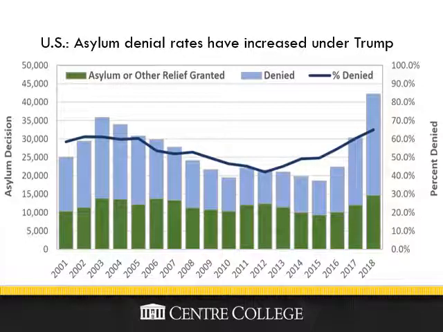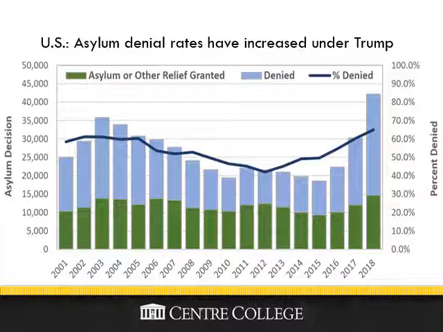So again, a substantial trend that we've seen under the Trump presidency is a declining number of asylum applications accepted. So at present, the denial rate for asylum applications is around 70%.